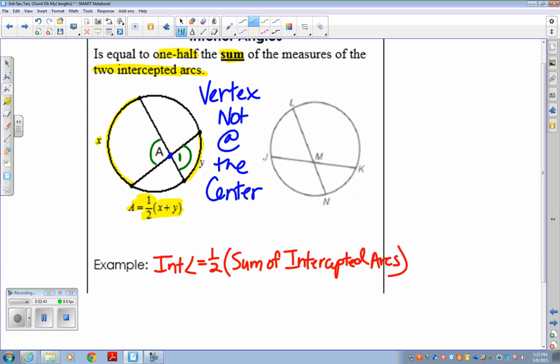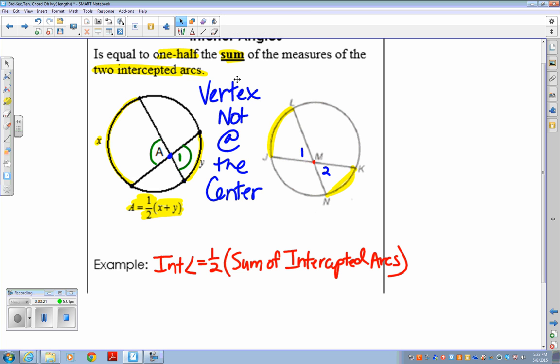I'm going to show an example of that with our second circle here. I'm hoping you see that M is the intersection of these two chords, so we do have interior angles. Let's say we have 1 and 2. And 1 and 2 are vertical, so we know they're congruent. But we need to identify the intercepted arcs for each one of those. The intercepted arc for angle 1 is JL, or LJ, and the intercepted arc for angle 2 is NK. I didn't curve it, sorry about that.